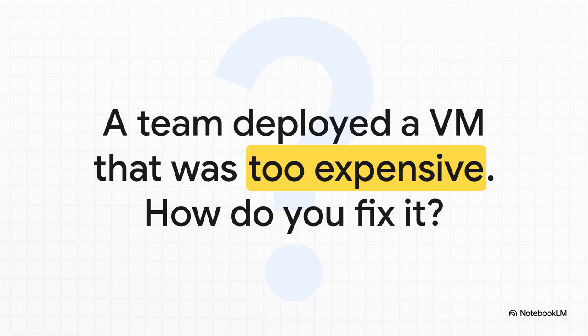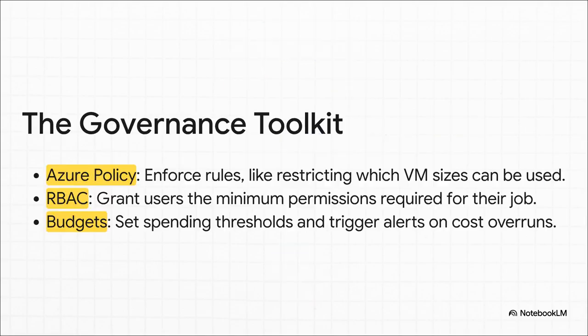A classic, real-world headache that every single cloud admin has dealt with. A team, with the best intentions, spins up a new virtual machine. But whoops, they picked the super powerful, ultra-expensive one, and now your budget is completely blown. So how do you stop that from happening over and over again? Well, you don't do it manually. The answer is in the administrator's governance toolkit.